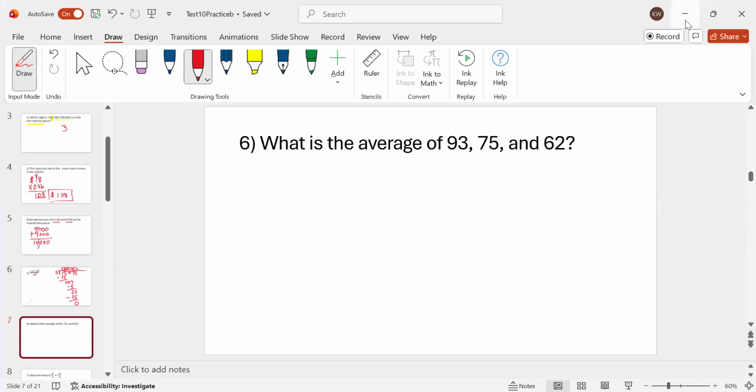What is the average of 93, 75, and 62? Okay, to get the average, we're going to have to add those three numbers up and then divide by the number of numbers that we have to figure out what the average is. So we've got 93, 75, 62. I add those up.